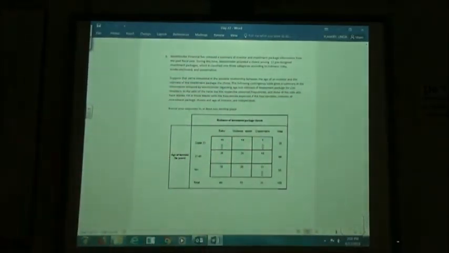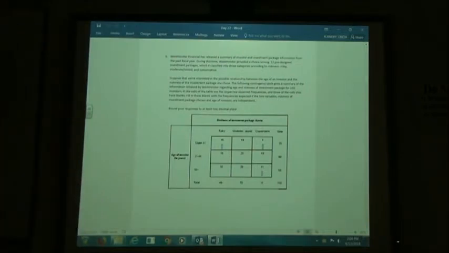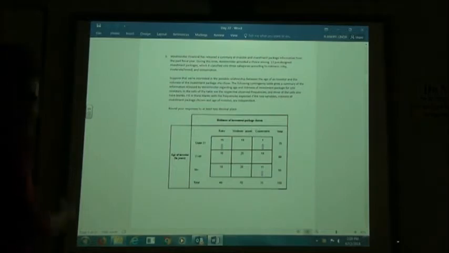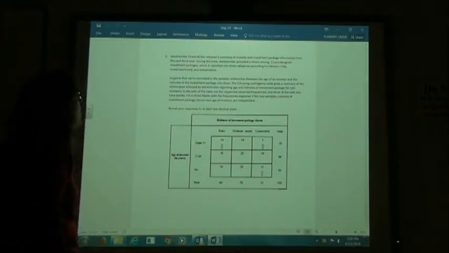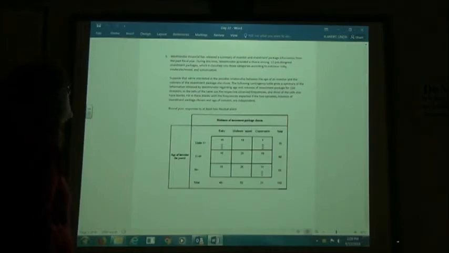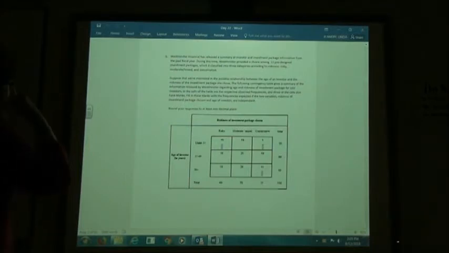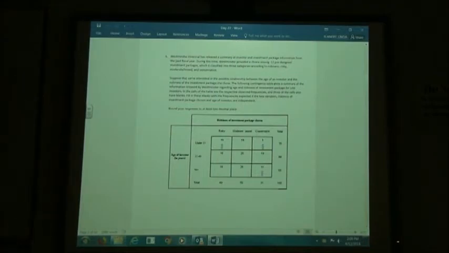So on number 3, doing the same thing. Westminster Financial has released a summary of investor and investment packaging information from the past fiscal year. During this time, Westminster provided a choice among 12 pre-designed investment packages, which are classified into 3 categories according to riskiness: risky, moderate to mixed, and conservative. Suppose we're interested in the possible relationship between the age of an investor and the riskiness of the investment package she chooses. The following contingency table gives a summary of information released by Westminster regarding age and riskiness of the investment package for 150 investors.